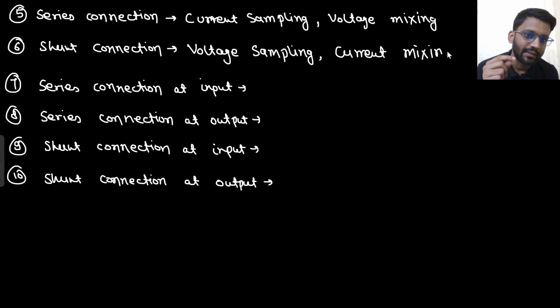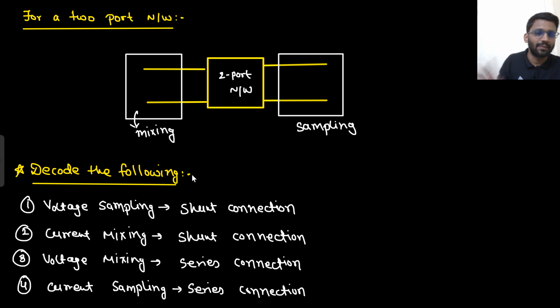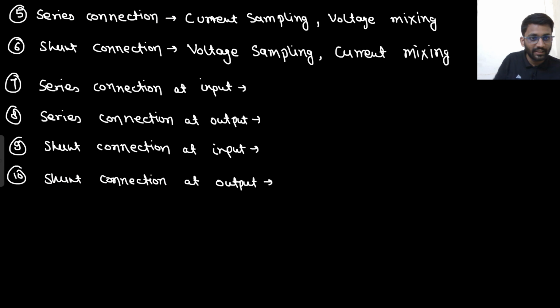Now decode the next thing. What is the next thing? Series connection at input. First, I need to think at input. At input, what happens? Mixing. At input, there is no sampling, there is only mixing. So if there is mixing at the input, and that is series, then in series, what is mixed? Voltage. In series, voltage is mixed. So if there is series connection at the input, that means it shows the voltage mixing, right?